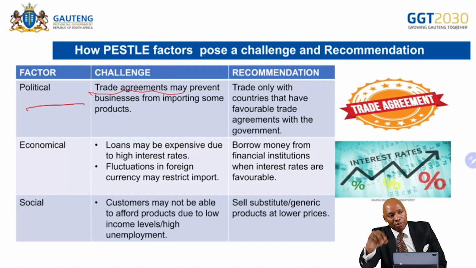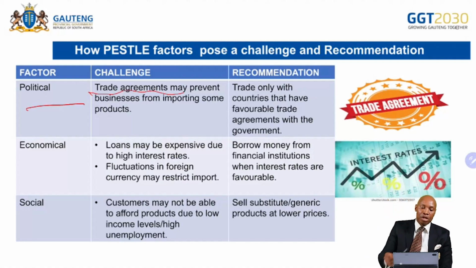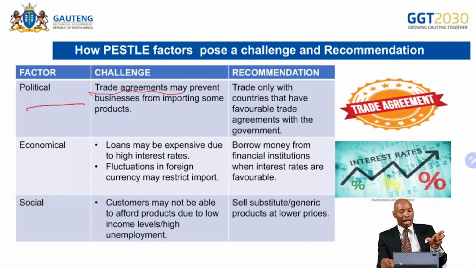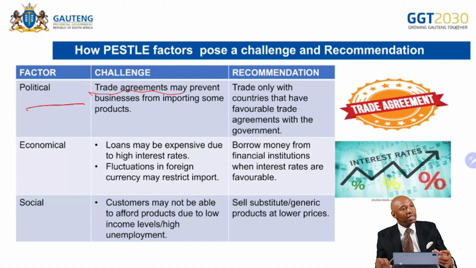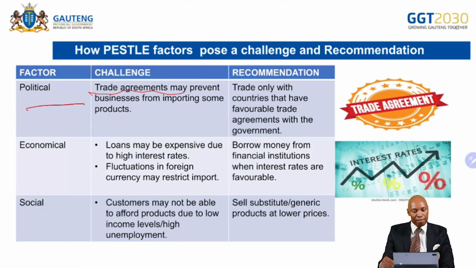So here, candidates, I'm going to take this one very slowly because more often than not, most of you are making mistakes. Now, the challenge here is on trade agreements. Therefore, the recommendation should also be on trade agreements. Let's read the recommendation together, because we have seen trade agreements to be posing a challenge. The recommendation says, trade only with countries that have favorable trade agreements with the government.